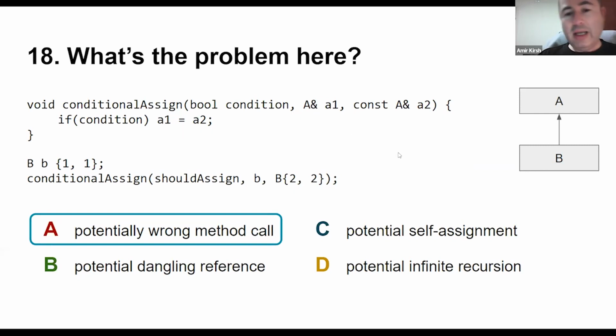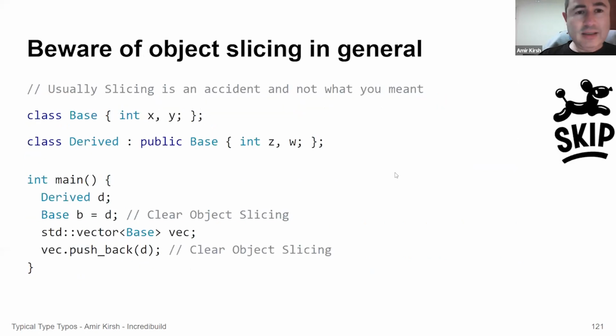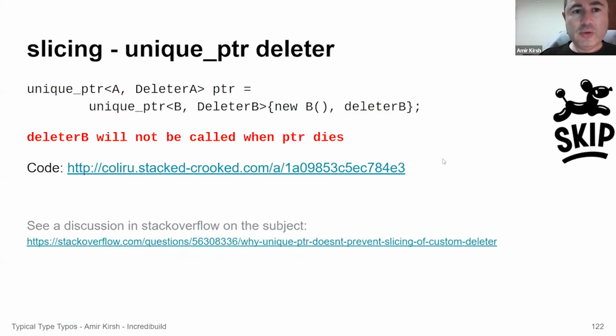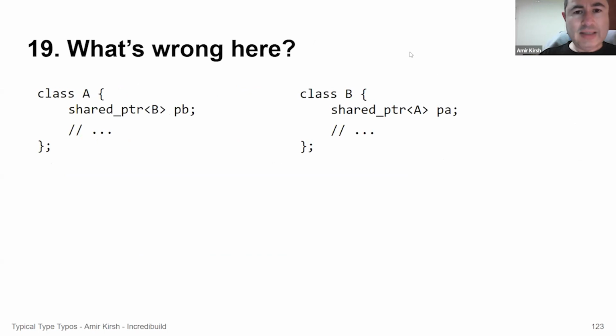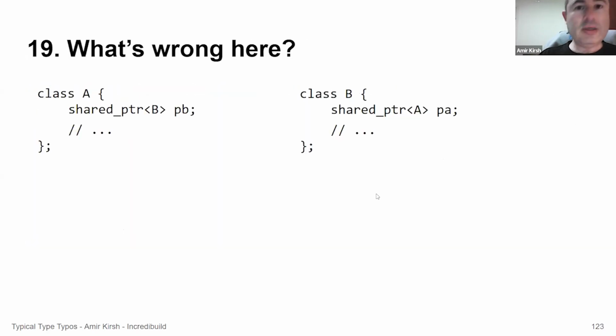Let's go on, and the explanation is in this slide. Beware of slicing in general, because eventually what we got there is a bit of a slicing scenario. I'm talking about slicing in these slides, which add the skip, I think. Yeah, they all add the skip. Yes, that's good. Okay, so what's wrong here?